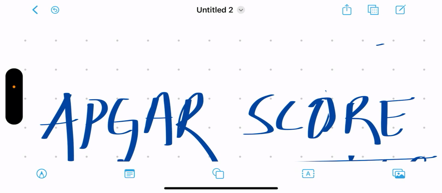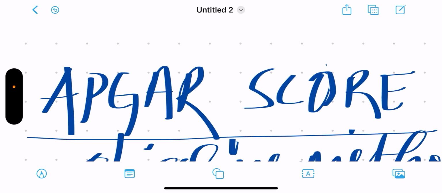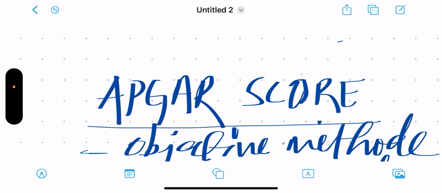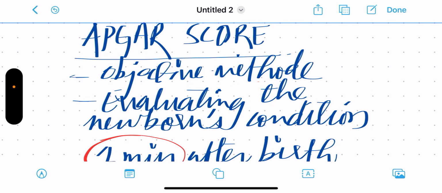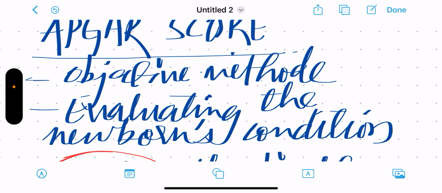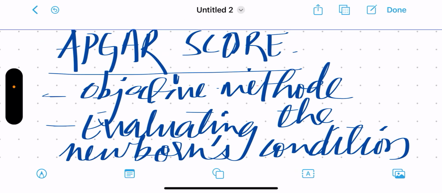Hello everyone, let us read about today a very familiar topic in the pediatric department, that is APGAR score. Now, we have heard so many times about APGAR score. Now, let us study what does APGAR score actually mean. APGAR score is actually an objective method and it is used for evaluating the newborn's condition. So we have to understand that APGAR score is only used to evaluate a newborn's condition.